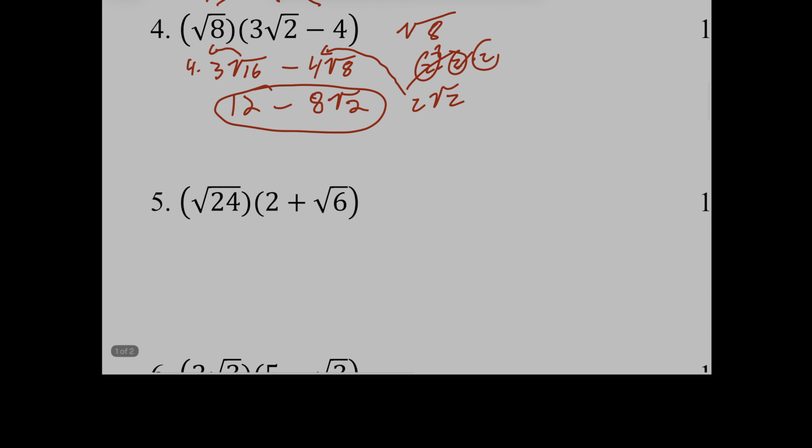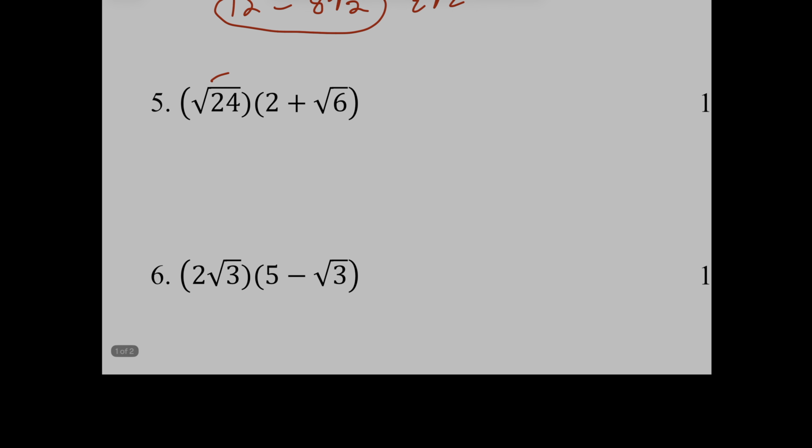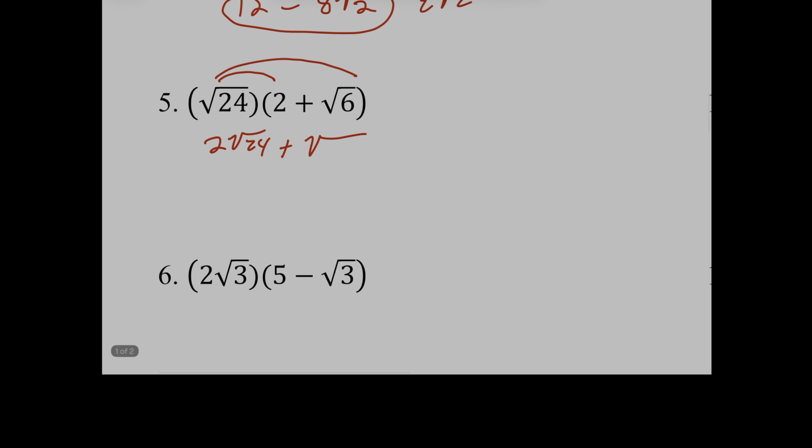Number 5, let's distribute across. That's going to be 2 root 24 plus root of 6 times 24. 6 times 4 is 24. Carry the 2. 6 times 2 is 12. 1, 4. I like that number. So this is just going to be a 12. That's pretty simple. So now what I want to do is break down the 24. I like to do this on the side.